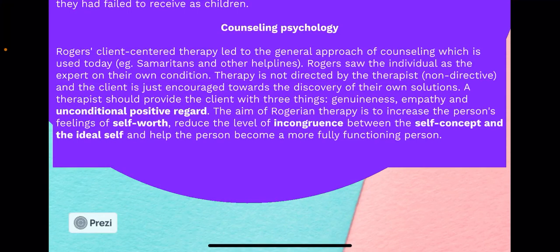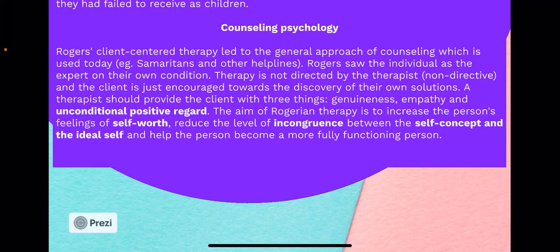So the humanistic approach has had a huge impact on counselling psychology. Rogers' person-centred therapy is counselling psychology, and a lot of his concepts and ideas are used in modern day counselling. Rogers' client-centred therapy, or person-centred therapy, led to the general approach of counselling, which is used today, so for example by the Samaritans. Rogers saw the individual as an expert on their own condition. Therapy is not directed by the therapist, and the client is just encouraged towards the discovery of their own solutions.